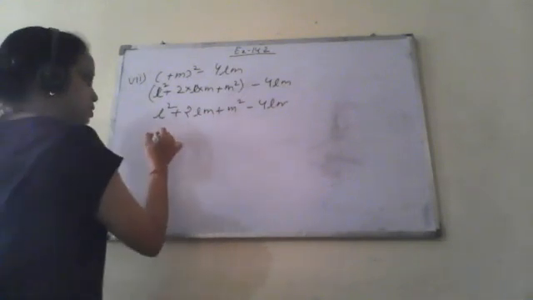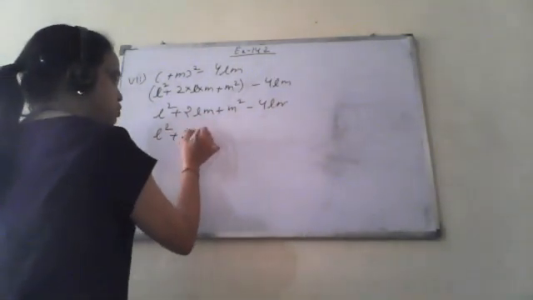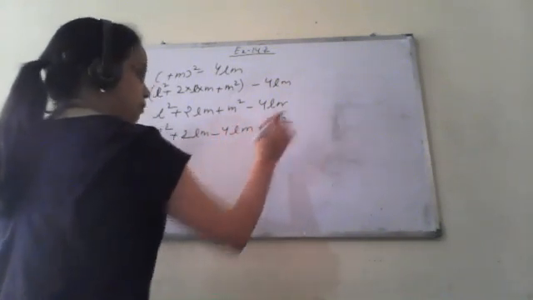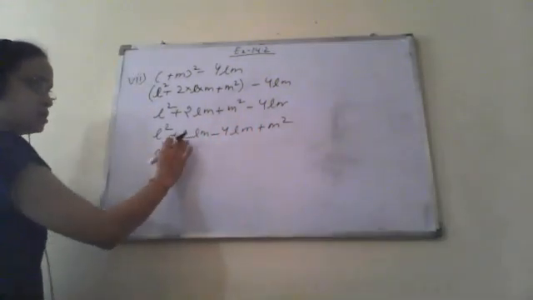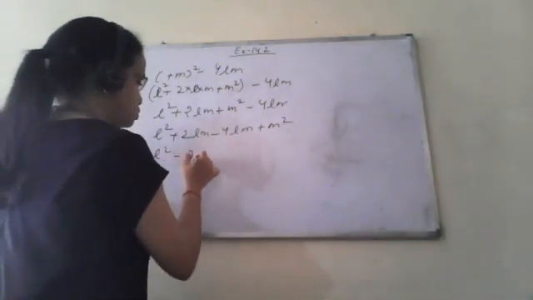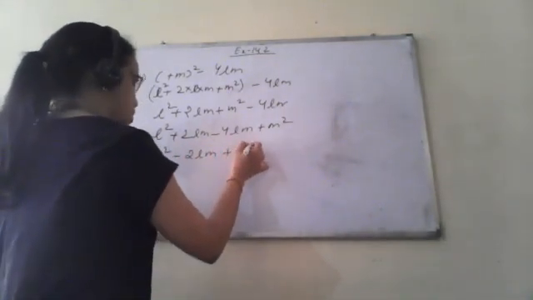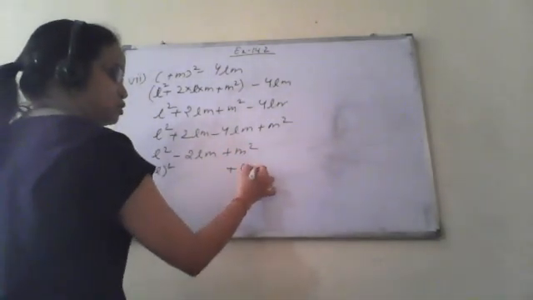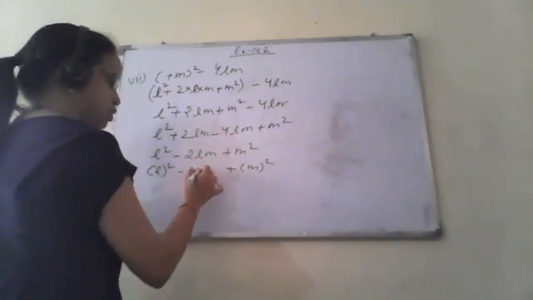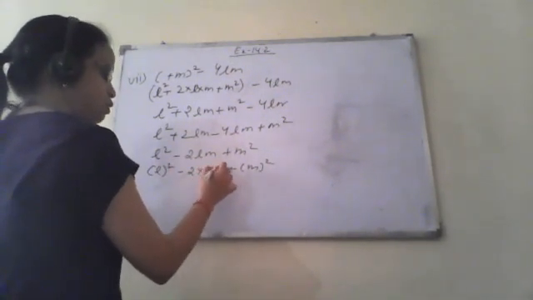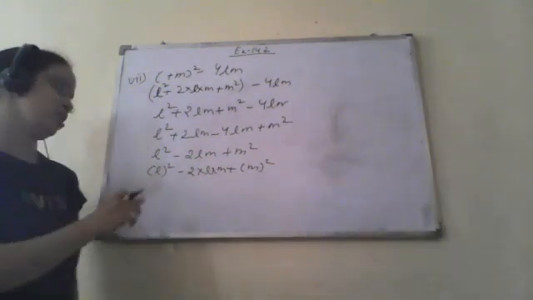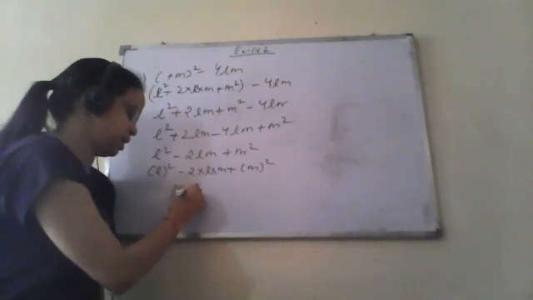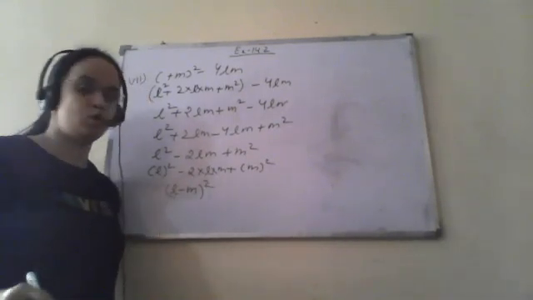Now we can write the similar terms together. This is plus 2lm minus 4lm plus m square. Okay, this is l square, this is plus 2 minus 4, it will become minus 2lm, plus m square. Now see, this is l whole square, this is m whole square, this is minus 2 into l, that is a, into m, that is b. So what it becomes? We have a square minus 2ab plus b square. So it is l minus m whole square. Okay.